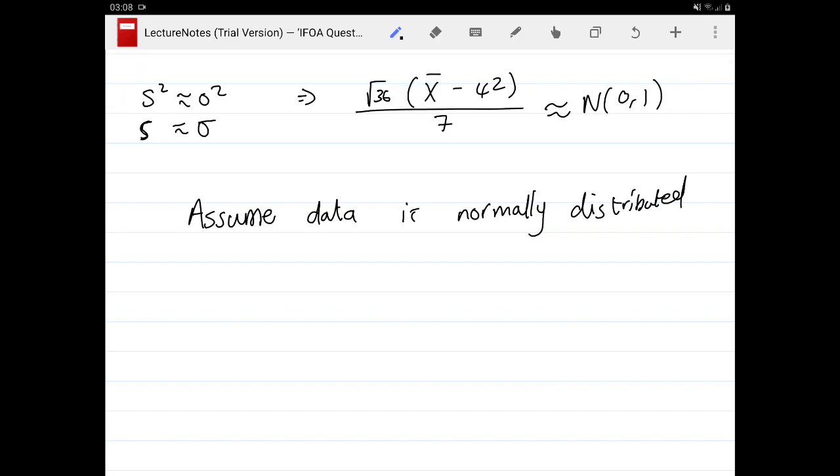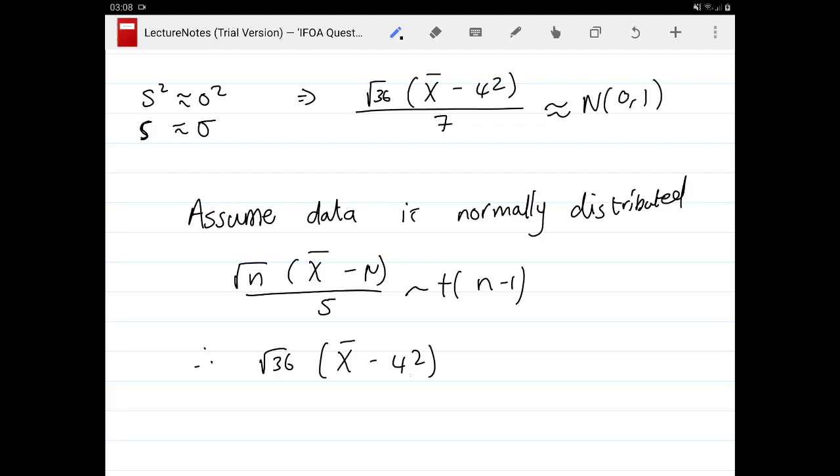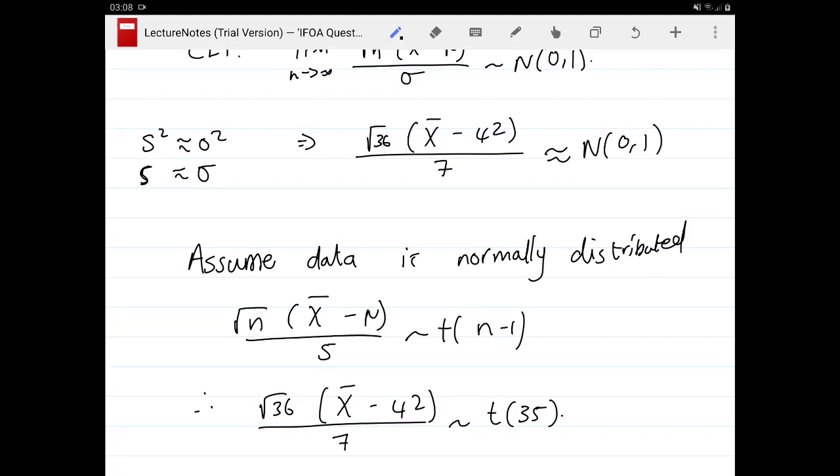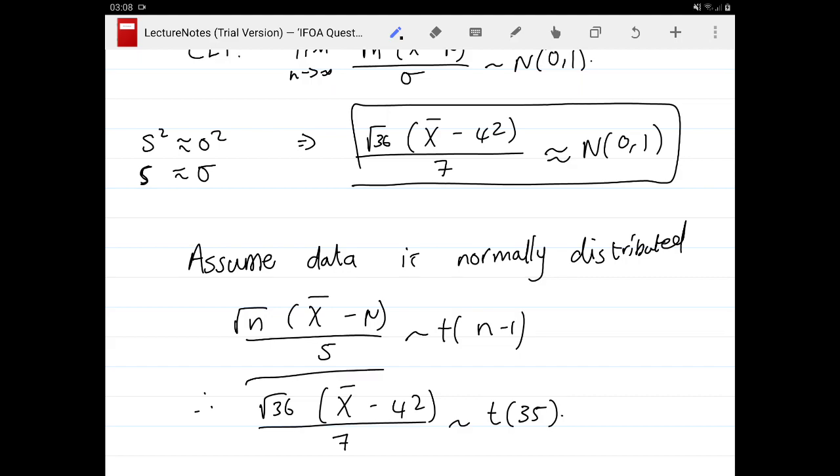So if we do have normally distributed data, then we know that the square root of n multiplied by x bar minus mu over s, because we're using s, has a t distribution with n minus 1 degrees of freedom. So we could say that the square root of 36 multiplied by x bar minus 42 over 7 has a t distribution with 35 degrees of freedom. So these are the two approximations that you can use to calculate your approximate probability.